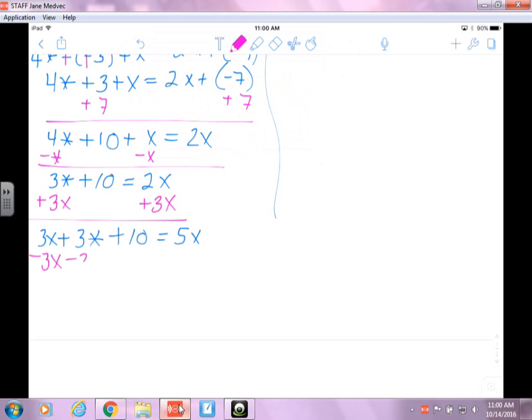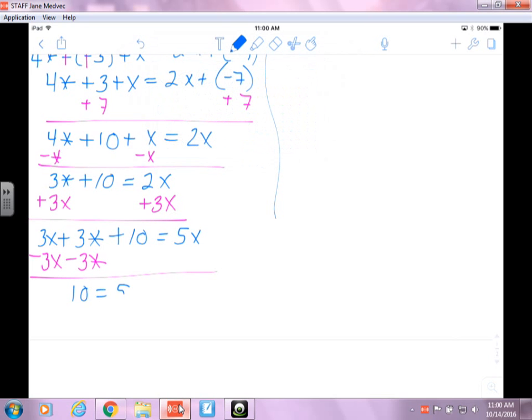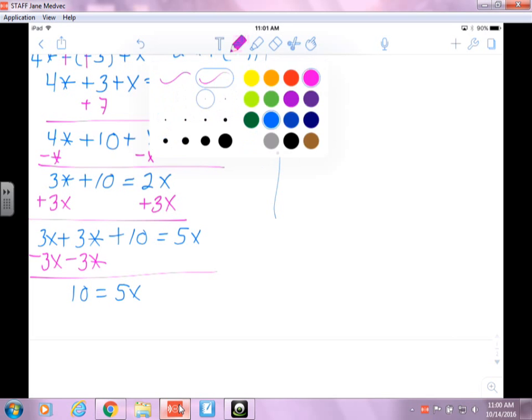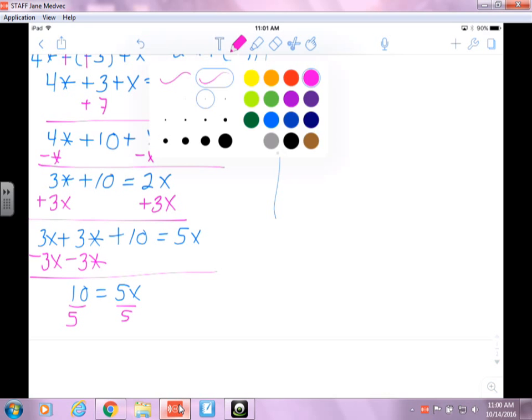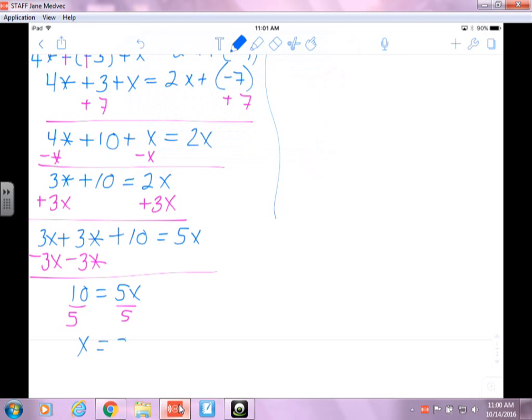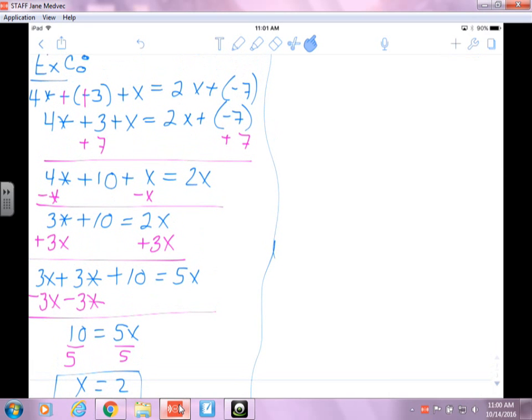Subtract 3x, subtract 3 star. Notice they're on the same side. So 10 equals 5x. I'm going to divide both sides by 5. So I have x equaling 2 and star equaling -2. And I do need both of them in this problem because in the check, I actually use both of them. So I'm going to go back up and do my check.